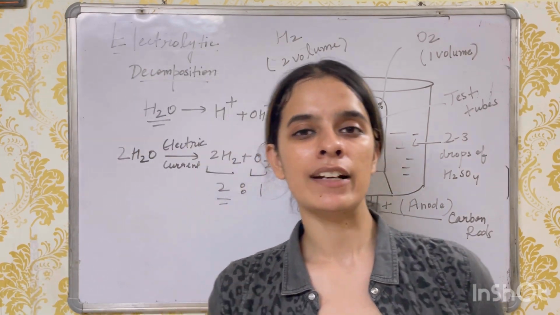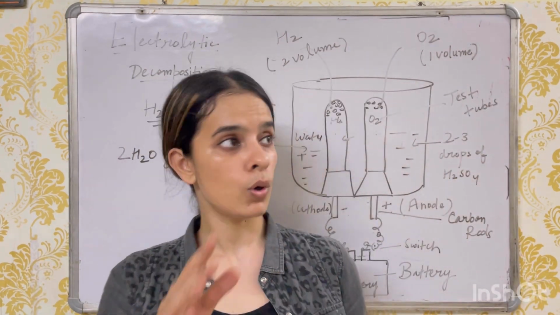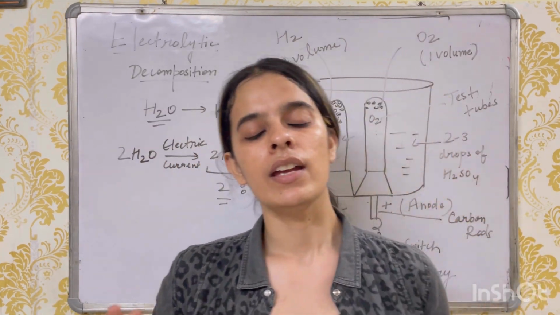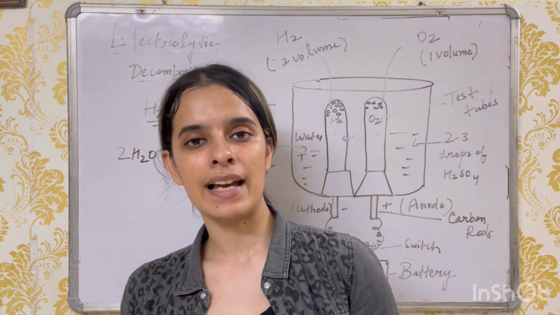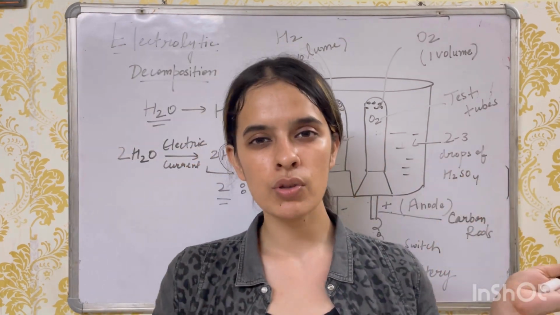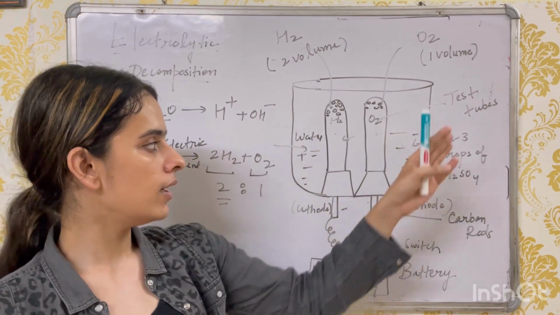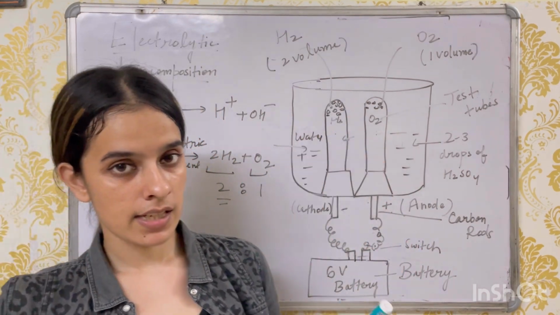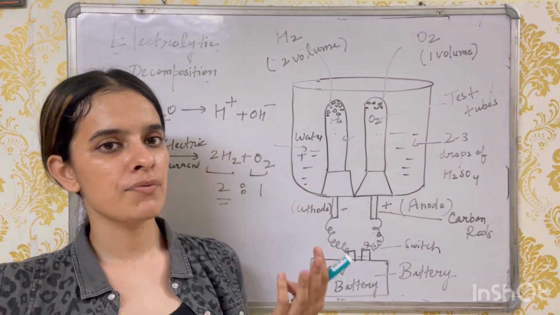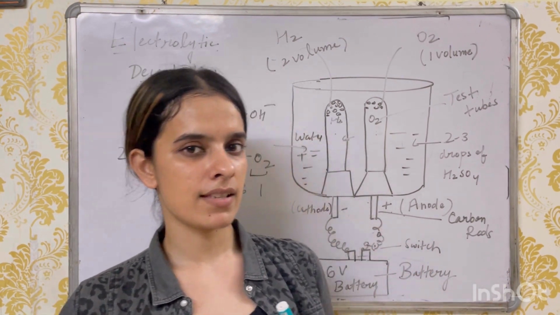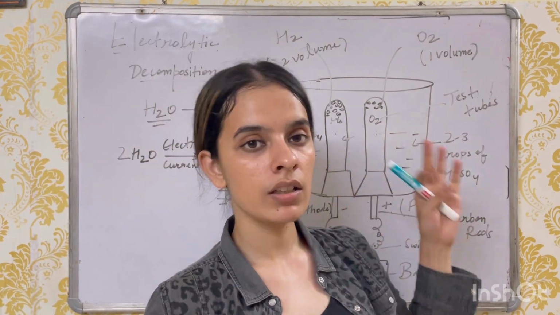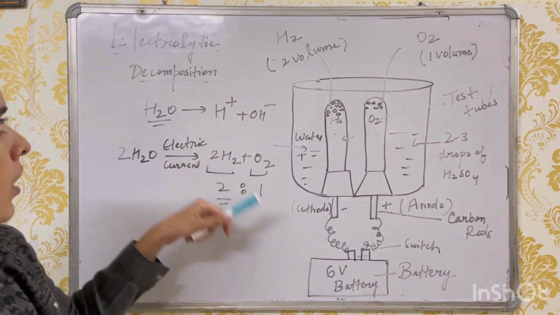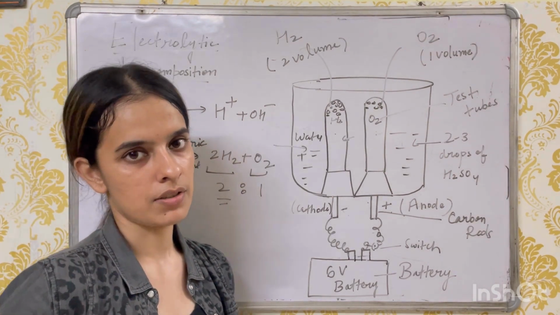In this way, electrolytic decomposition takes place, and this whole process is called electrolysis, which is accompanied by the electrolyte and the electrodes. These are the two kinds of electrodes which we dipped into the electrolytic solution. When we dip both of them, we see the formation of gases. Different amounts of gases start accumulating in both of these test tubes. So this means that an electrolytic decomposition reaction occurs over here.